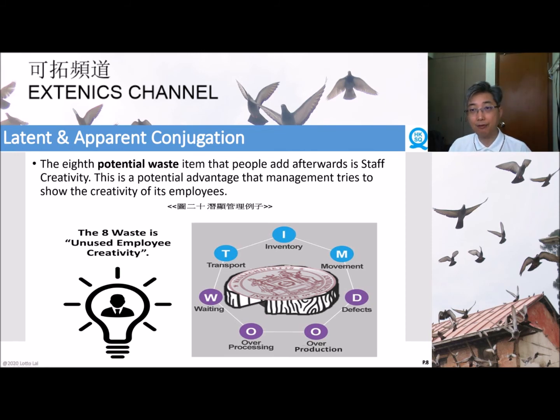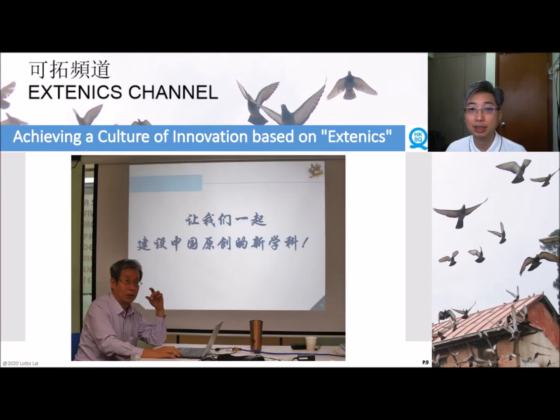So today I plan to introduce the latent and apparent conjunction. At the end, I use Professor Troyman's photo to give the conclusion that it lets us establish the Chinese original new science discipline Extenics and base on it to achieve a culture of innovation.